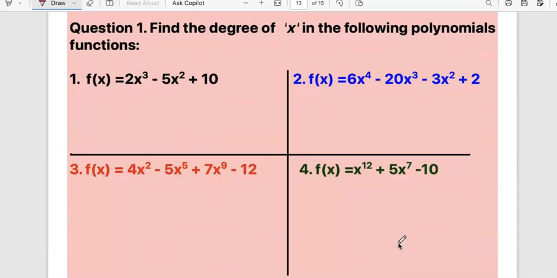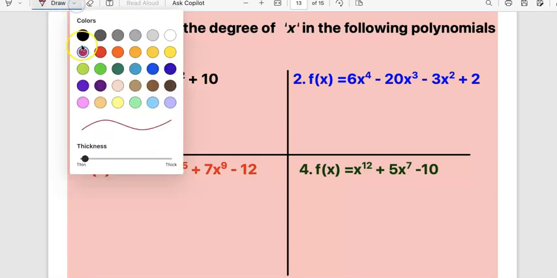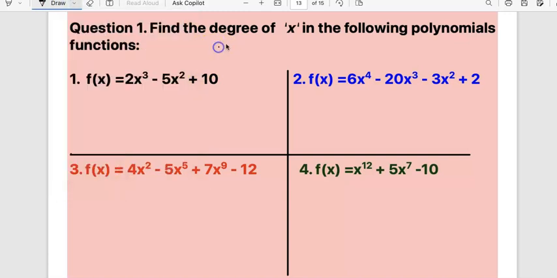Alright, so the next question says, find the degree of x in the following polynomial function. Now, how we find the degree is the highest power of x. Now I want you to look at the x values. The degree of x is 3. In this case, your degree of x is 2. There is nothing, which means the degree of x is 0. Now, what is the highest power? 3. So your degree is 3.